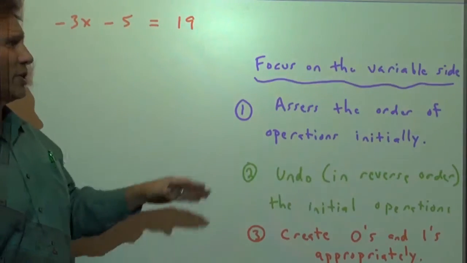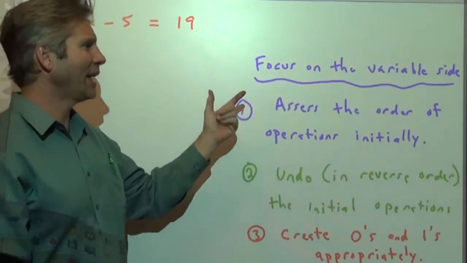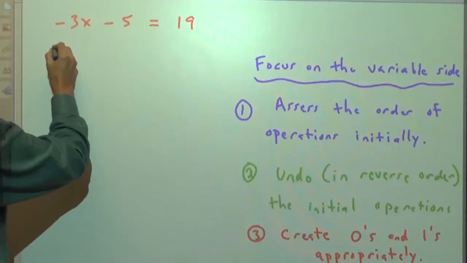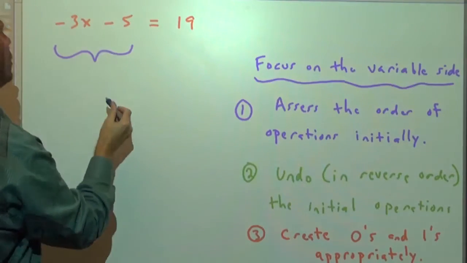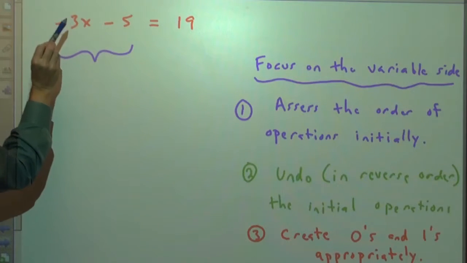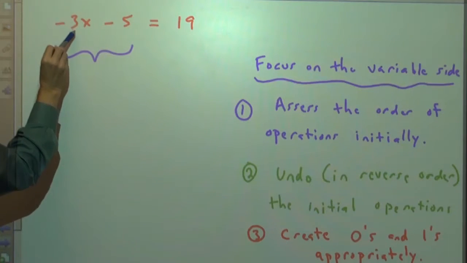When you come to an equation, focus on the variable side and assess the order of operations initially done. So we go over here. We go to the variable side. Whatever number we were thinking of, order of operations dictates that the multiplication by -3 would have happened first.